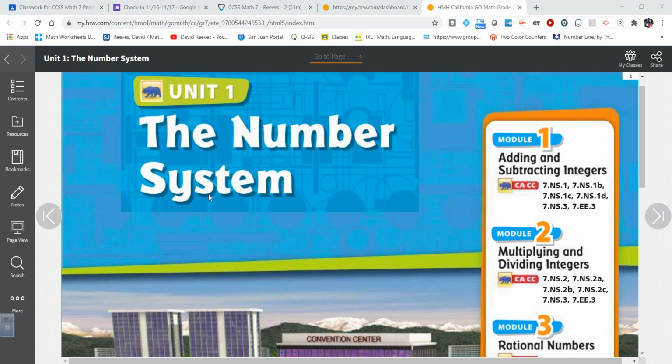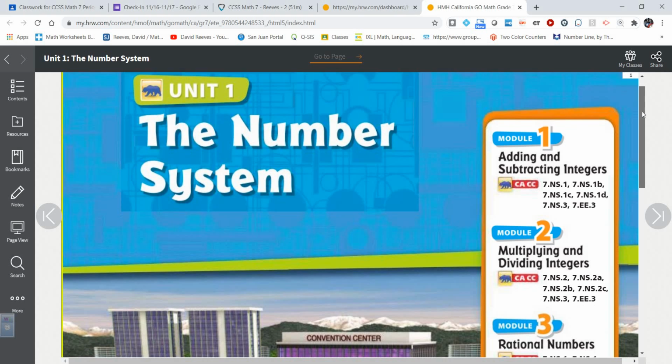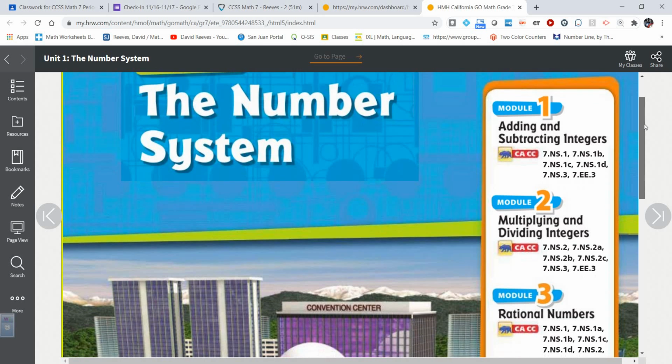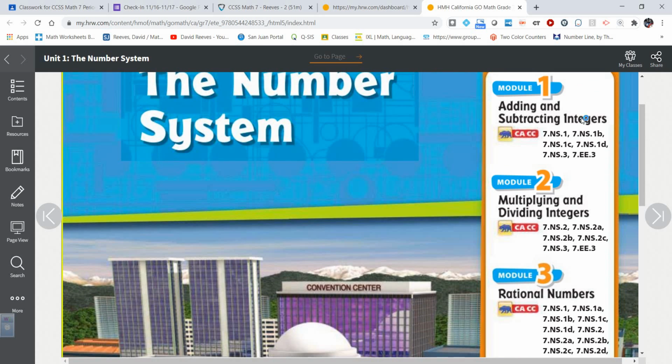And today we are looking at a review of Unit 1 with a focus on Module 3. So just a reminder, Unit 1, the only unit actually we've done so far this year, is called the number system. We began with Module 1 where we added and subtracted integers and did some problem solving with integers.